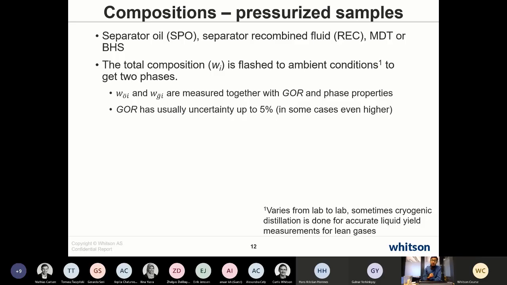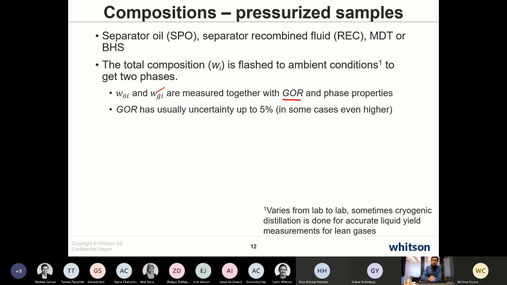For example, you can have a cryogenic flash to get more accurate liquid yields from the gases removed. Once we flash that, we measure the composition of the two products: the flash gas, that's the surface gas, and the flashed oil. We also measure the amounts of each phase being produced. That gives us the GOR of each phase and the total GOR of the total composition.